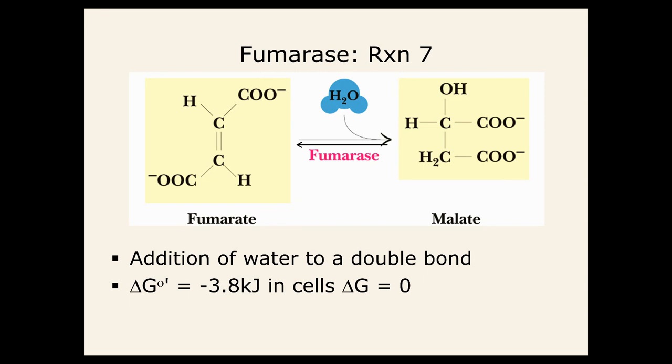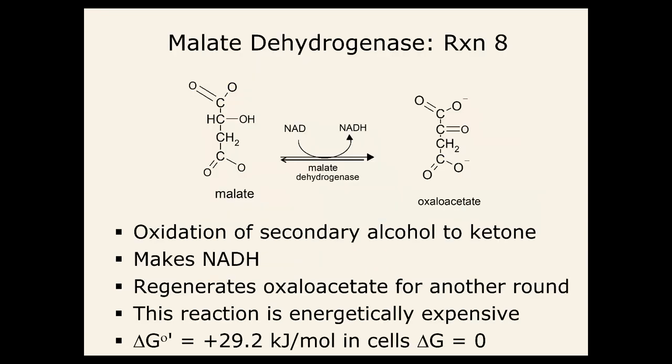The addition of water here to this double bond takes fumarate to malate. And then malate reforms oxaloacetate, takes a secondary alcohol to a ketone. It regenerates oxaloacetate for another round and makes NADH. Okay, but I do want you guys to make a note of our friend oxaloacetate because it's going to play a role when we start integrating these pathways together.